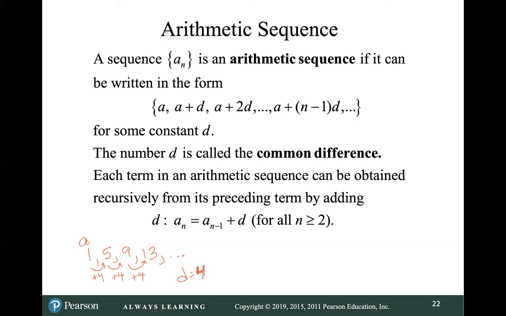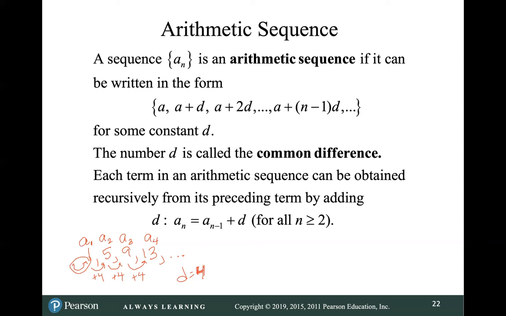Notice if I call this first number A or A1, sometimes we'll denote it as the first A, then this would be A2, A3, A4. Those subscripts are just saying which term is it? Is it the first term, the second term, the third term, and so on? And if I wanted to find something like the 10th term, I would be adding 4 over and over again, but I did not have to add 4 to the first term. So I'm actually adding it n minus 1 times.